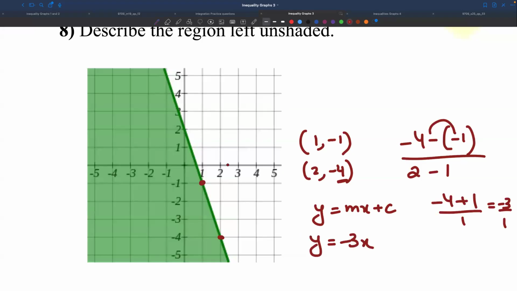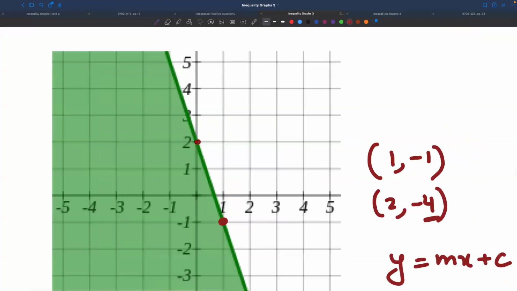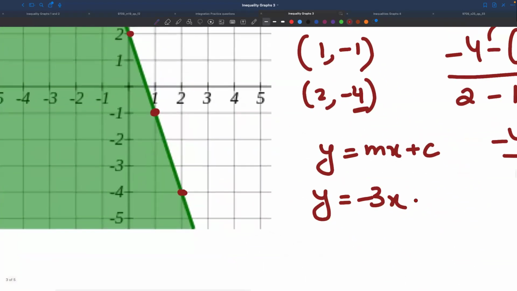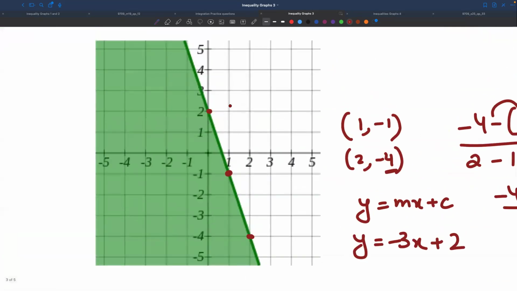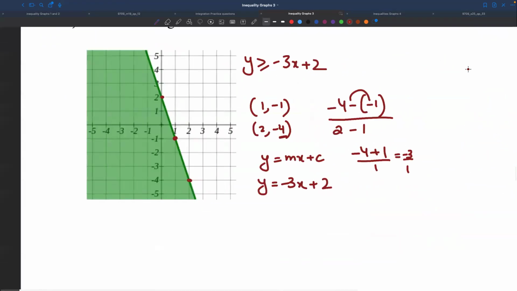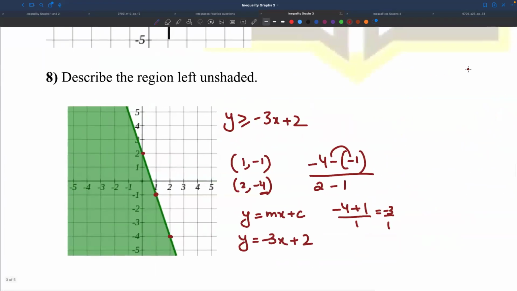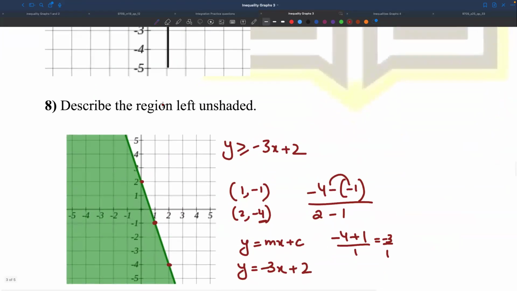The good thing about these questions is that the y-intercept can be seen from the graph, where the line cuts the y-axis. That is 2 over here. So minus 3x plus 2 is the equation. Once you get this equation, this unshaded region is above the line, right? So you will just write y is greater than or equal to minus 3x plus 2. Sometimes they will ask you to shade, sometimes they will ask you to describe it. In describing, you'll have to give the equation. They might give the equation or they might not. Both ways, the method remains the same.